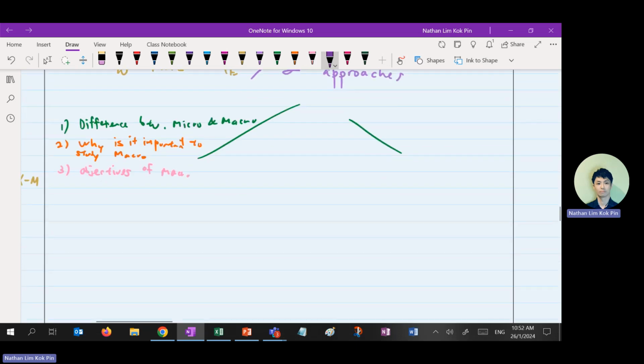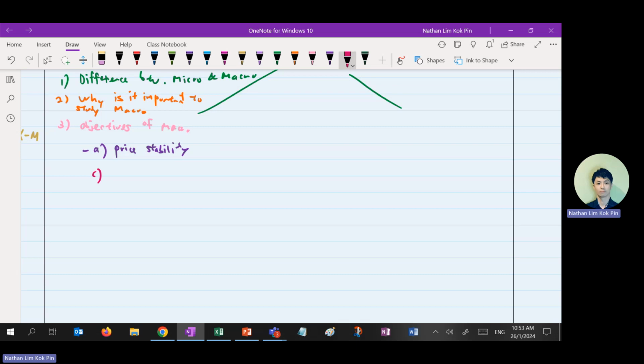The objectives of macro, which is under these three. Out of these three, the most important one is the objectives of macro, so I will deep dive a little bit more. Objectives of macro include what? Price stability. What else? Decrease unemployment. What else?